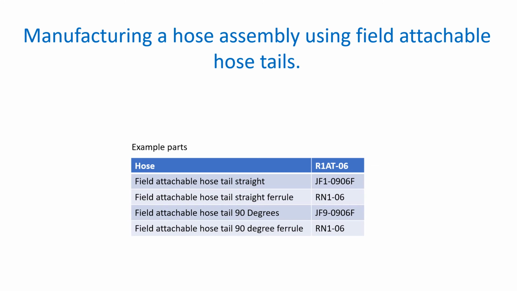So the field attachable hose tail straight is a JF1-0906F for field. The field attachable hose tail straight ferrule is an RN1-06. Field attachable hose tail 90 degrees is a JF9-0906F. And a field attachable hose tail 90 degree ferrule, which is the same as the straight one, is an RN1-06.